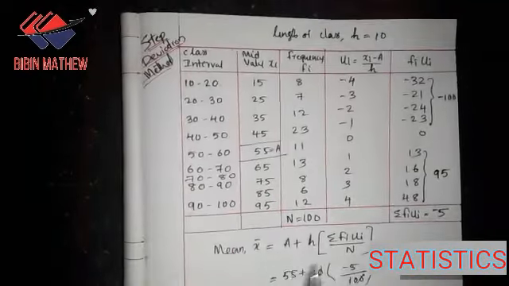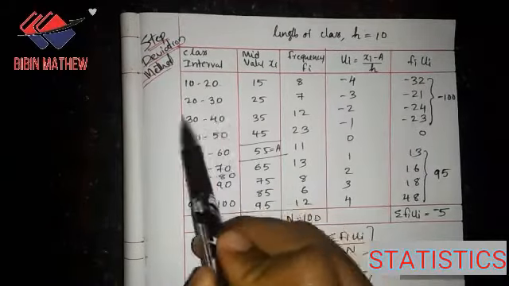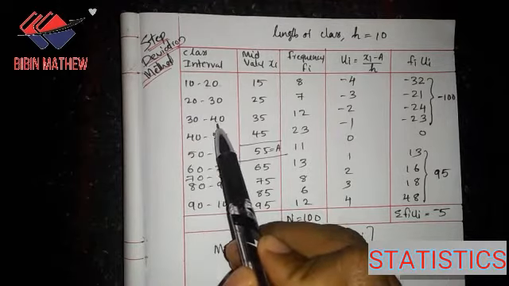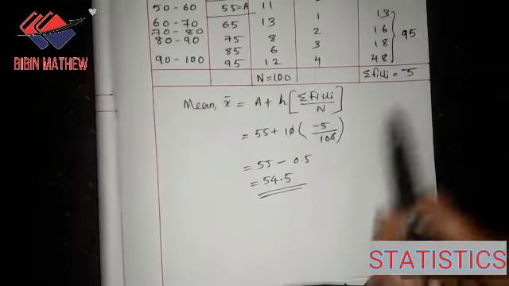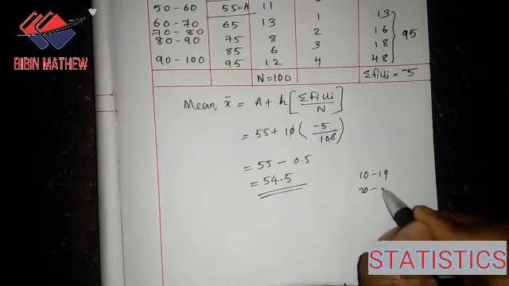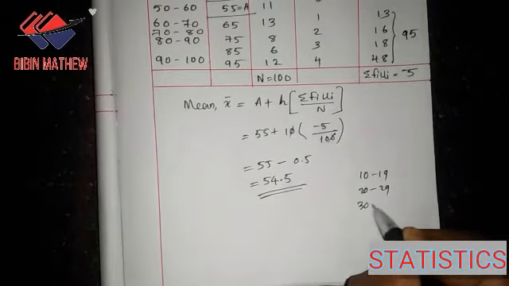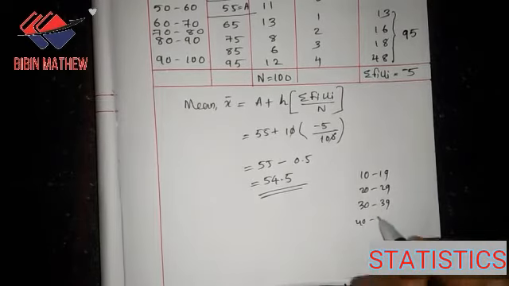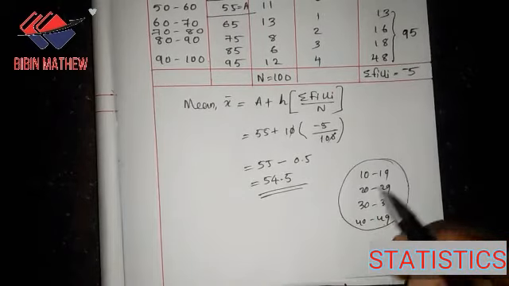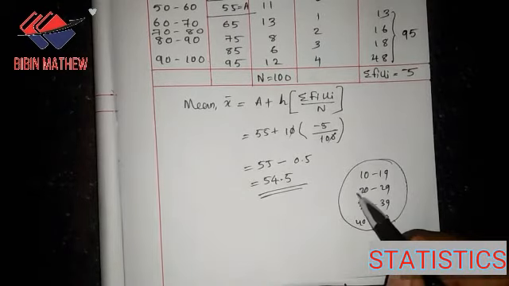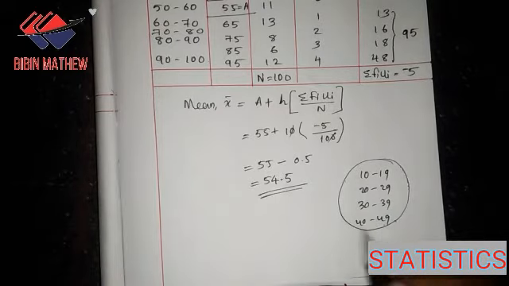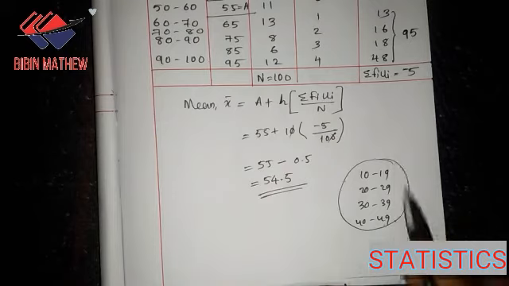So here one more thing you have to remember, that your class interval should be continuous. Here it is 20, so the next one has to start from 20 only; here it is 30, so the next one starts from 30. Suppose in some questions they give like this: 10 to 19, then 20 to 29, then 30 to 39, 40 to 49. If it is given like this, it is not continuous. You can see after 19, the next one does not start from 19, it starts from 20. So first you have to bring it to the continuous form, then only do it.